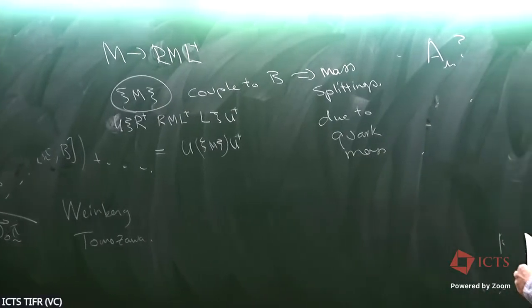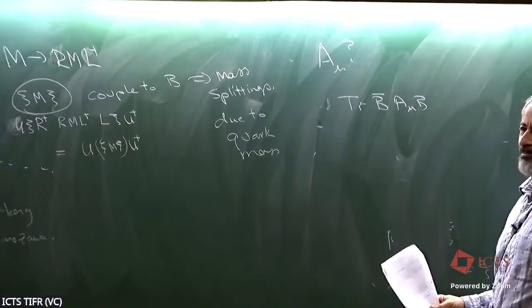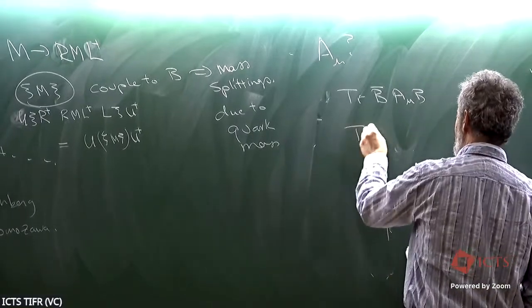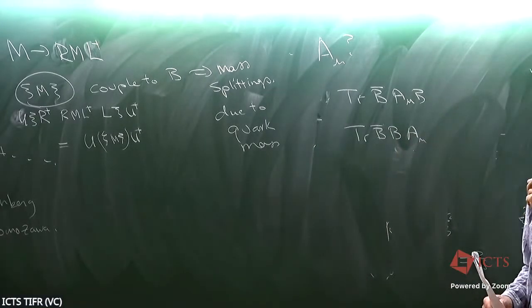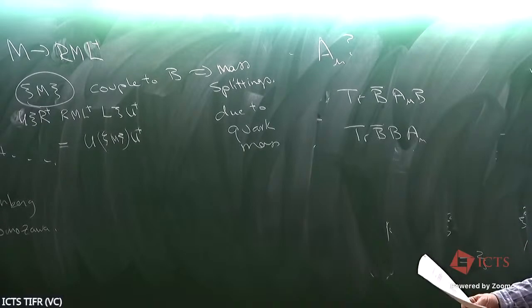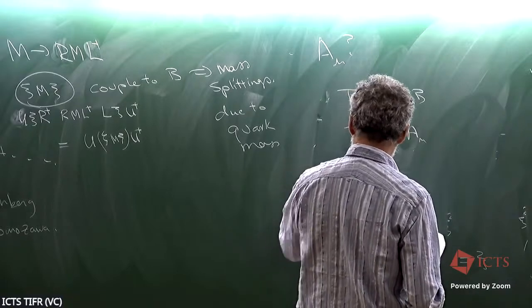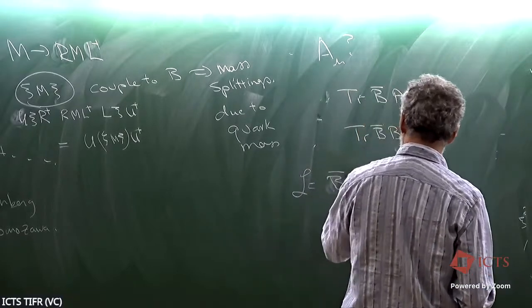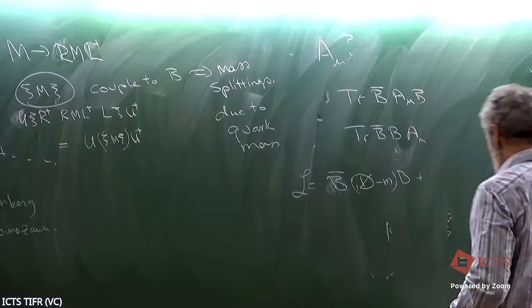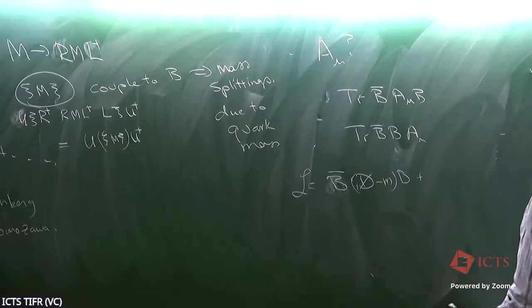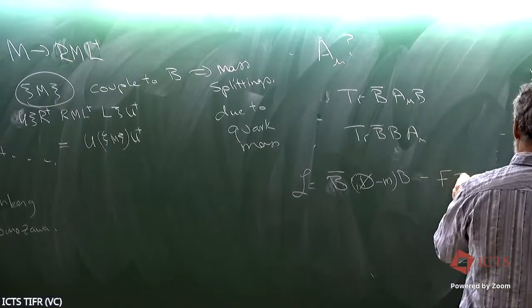That's easy. You can write down a term that looks like trace B bar A mu B. That's invariant. But you can also write down another one, which is trace B bar B A mu. That's also invariant. There are two different ways you can couple A mu. So in fact, there are two independent operators, and what one usually does, one writes down L equals B bar (D slash minus M) B plus, and then you have this A mu coming in two different ways. We have a minus F trace B bar.